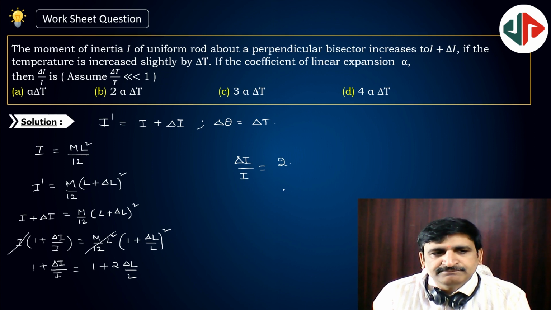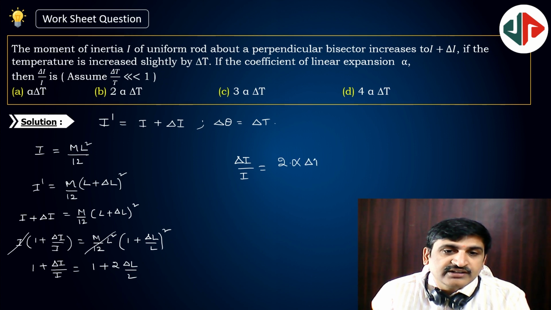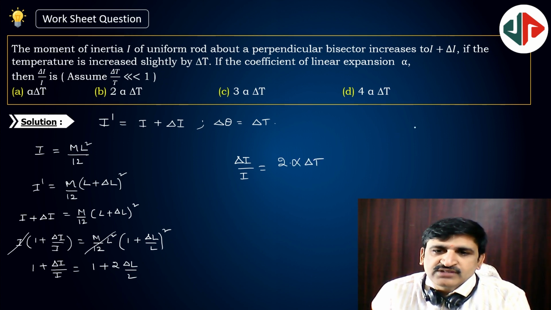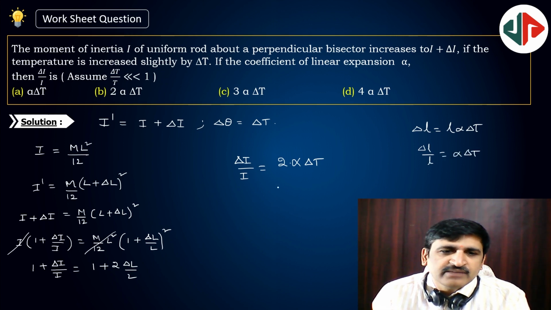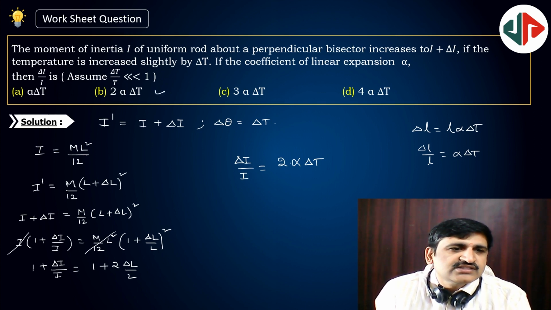Delta L by L is alpha delta T. So 2 alpha delta T. How, sir? Delta L is equal to L alpha delta T, right? So delta L by L is equal to alpha delta T. So that I brought. So delta I by I is 2 alpha delta T. So this is 2 alpha delta T.